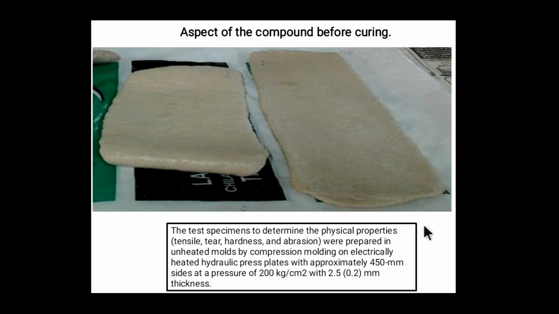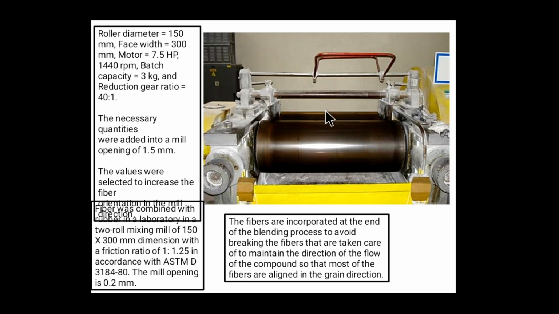The fibers were incorporated at the end of the blending process to avoid breakage. There are two rolls, and in between the two rolls we put all the ingredients along with the rubber. While putting the fiber in between along with all the ingredients, we add the fibers at the recorded length. Definitely some breakages will happen.